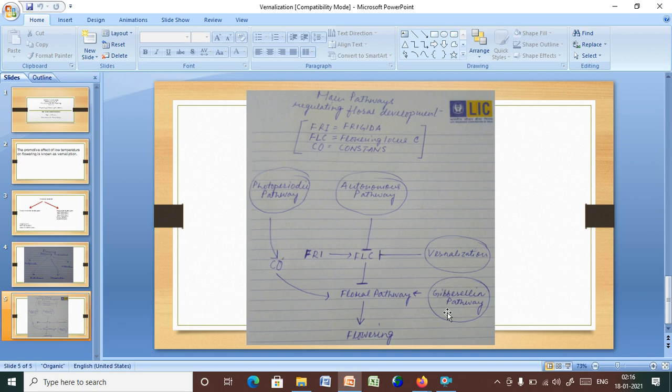Now this gibberellic acid pathway is very important for flowering under non-inductive short days. And this gibberellic acid acts by upregulating the LEAFY gene. So these are the basic mechanisms of vernalization and how it acts together with photoperiodic impulses to establish the flowering sequences.